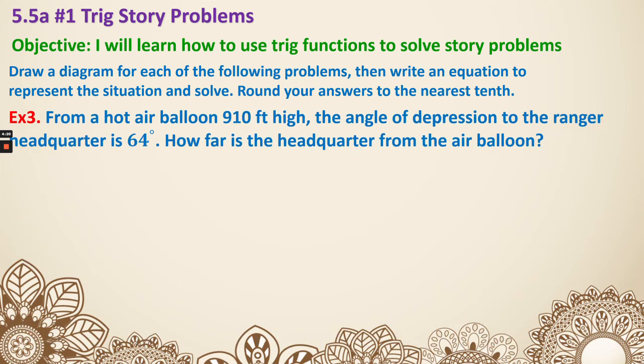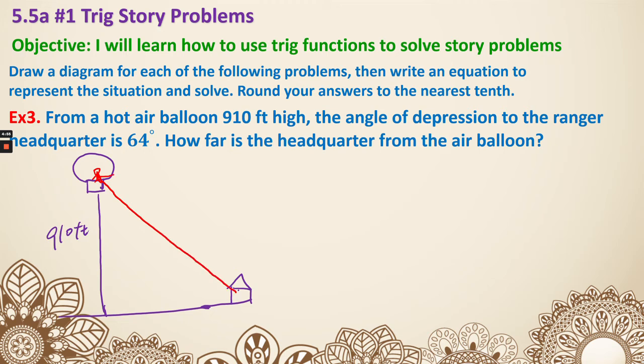Example 3. From a hot air balloon 910 feet high, so let's say this is the ground, and I have a hot air balloon like right here. And in this case, we know this is 910 feet. The angle of depression to the ranger headquarters, so let's say this is actually the ranger headquarters right here. So you are actually right above here, looking down, and this is the angle of depression, 64 degrees.